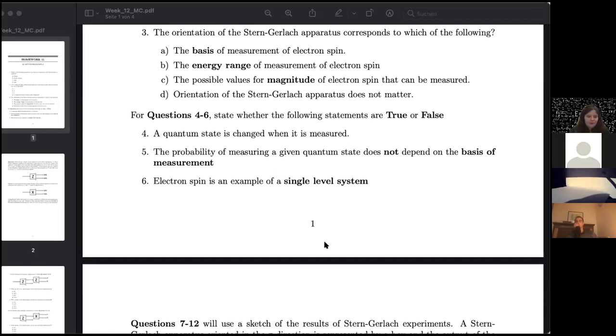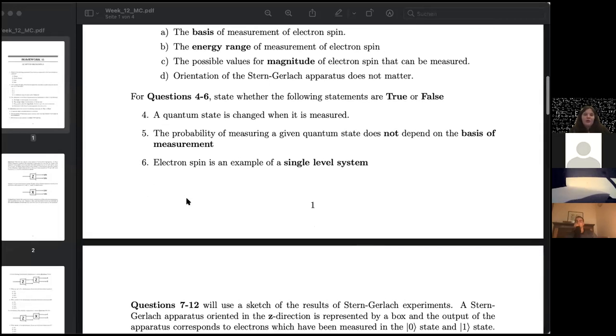So this is true. The next one is: the probability of measuring a given quantum state does not depend on the basis of measurement. This is false because, of course, it depends on the basis. If you want to measure a zero state in a different basis, it's a different probability if I do it in the x basis, or if I do it in the computational basis, the z basis. So this one is false.